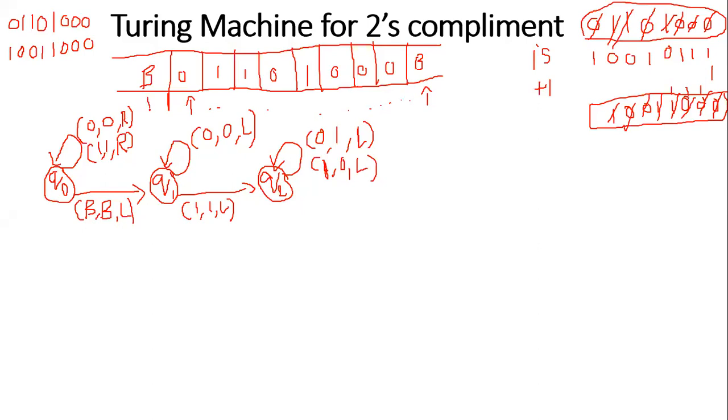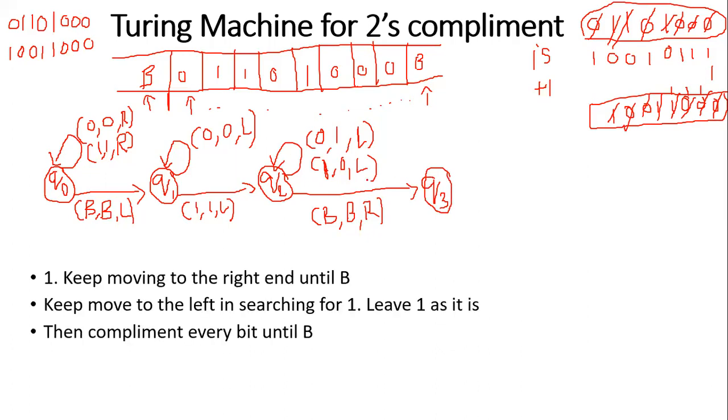Once you find the blank space here, just move one position to the right side and stop in the place where your output actually starts. Once you reach the leftmost end, keep the blank space as it is and move one position to the right side, to stop where your output actually starts. That's it. This is the way you are supposed to construct a Turing machine for the 2's complement.